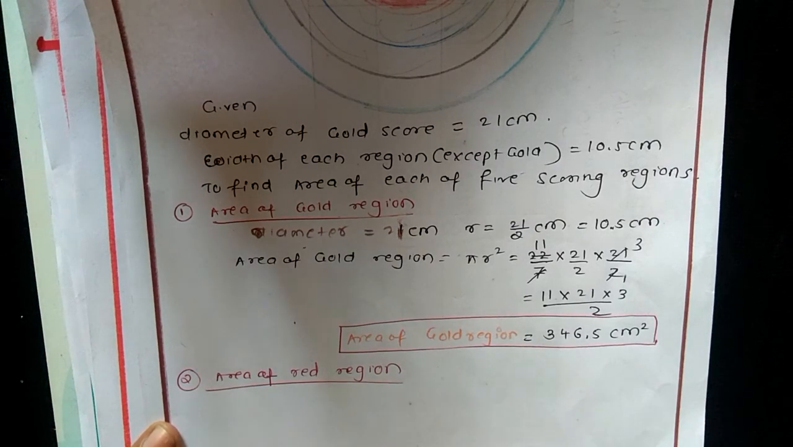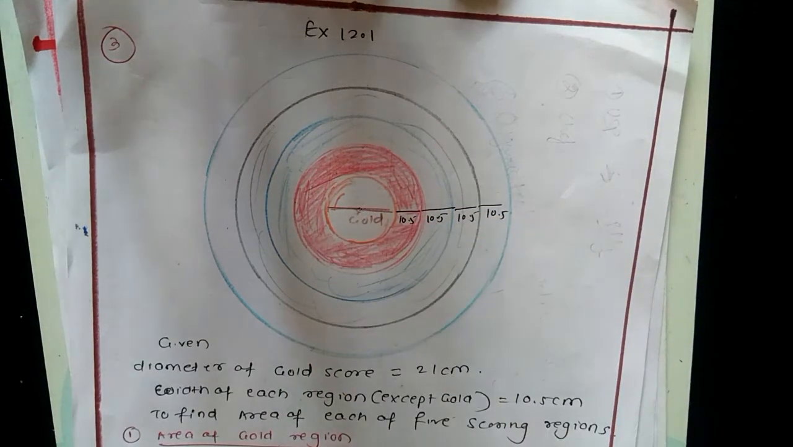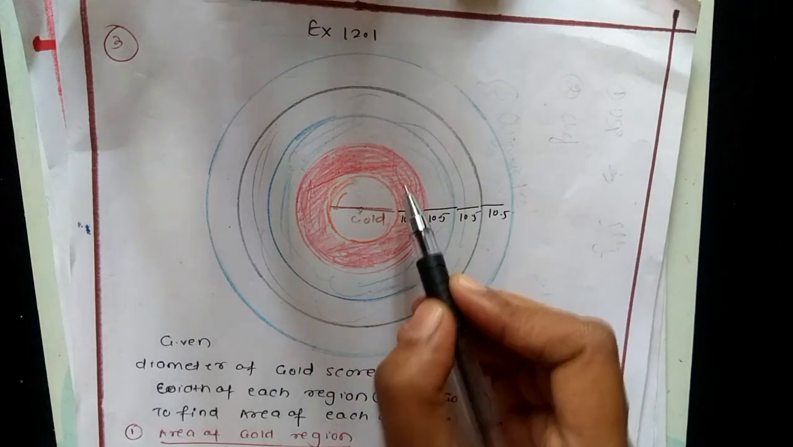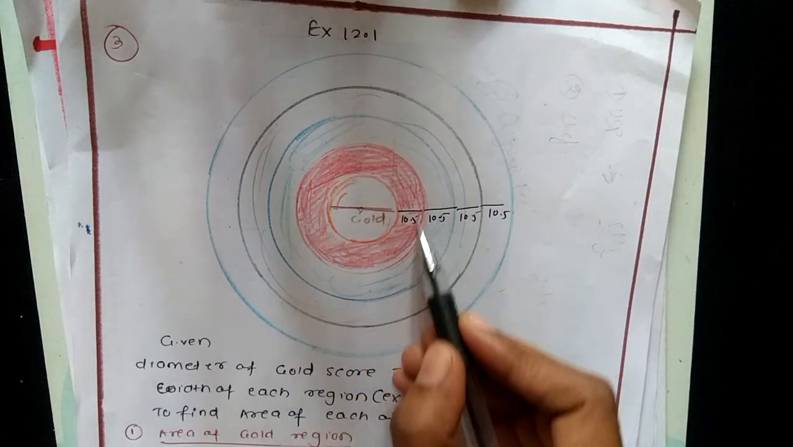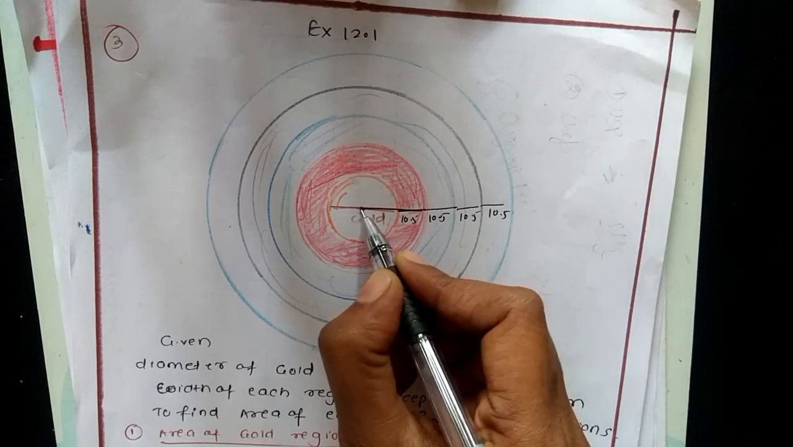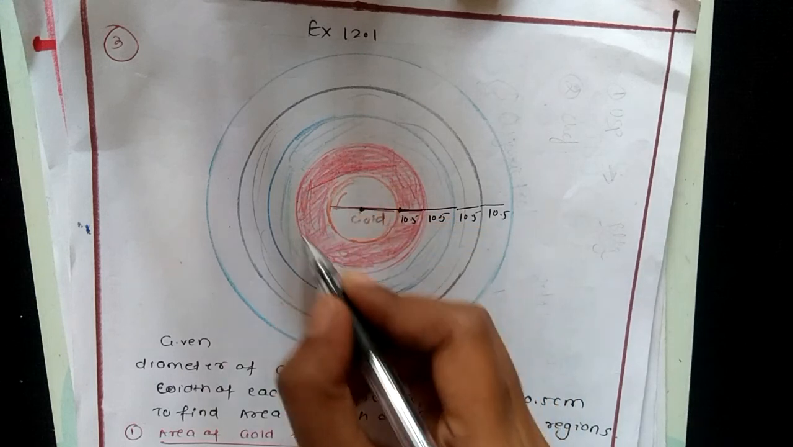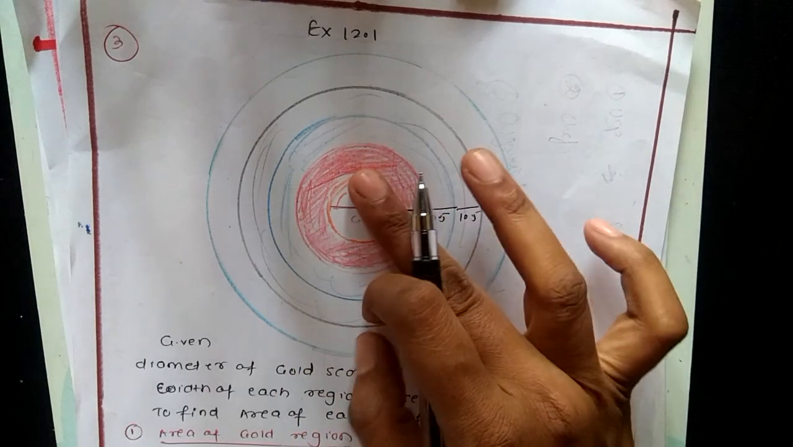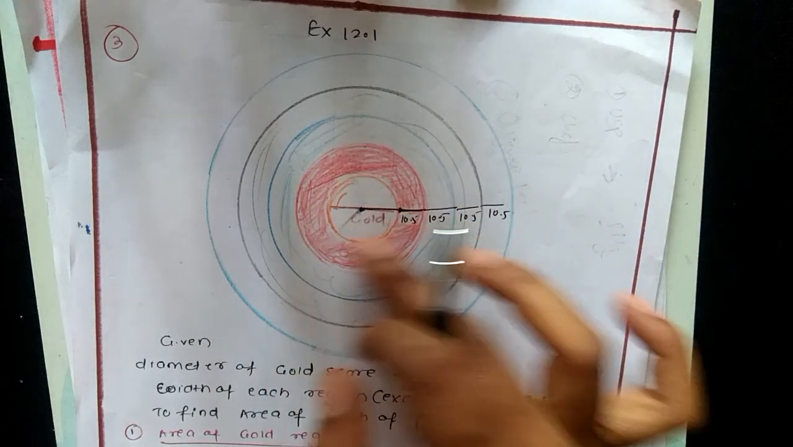So to find out the area of the red region, we only want the area of this ring region, but we don't have a direct formula for finding the area of a ring. So first we'll find out the area of the bigger circle, which has the radius of the gold circle plus the radius, that is 10.5. From this big circle area we will remove the gold area, so that only the ring area, that is the area of the red region, remains.